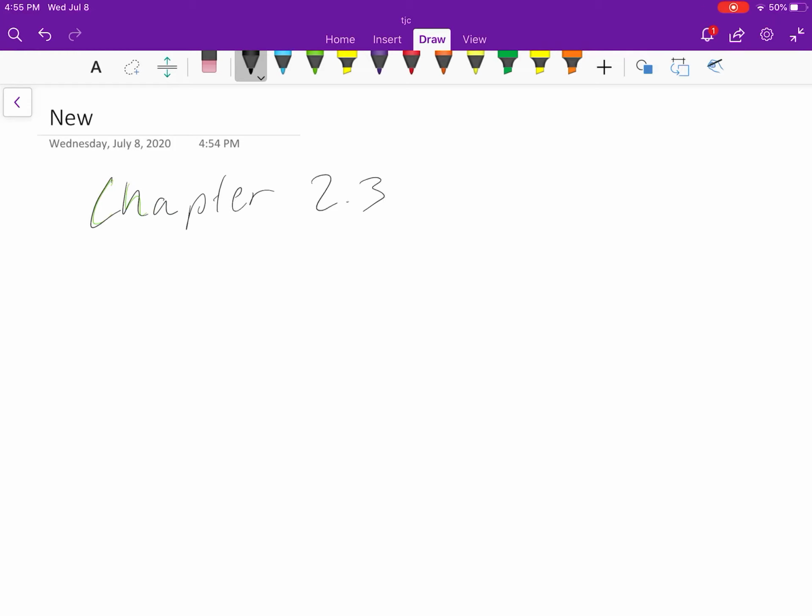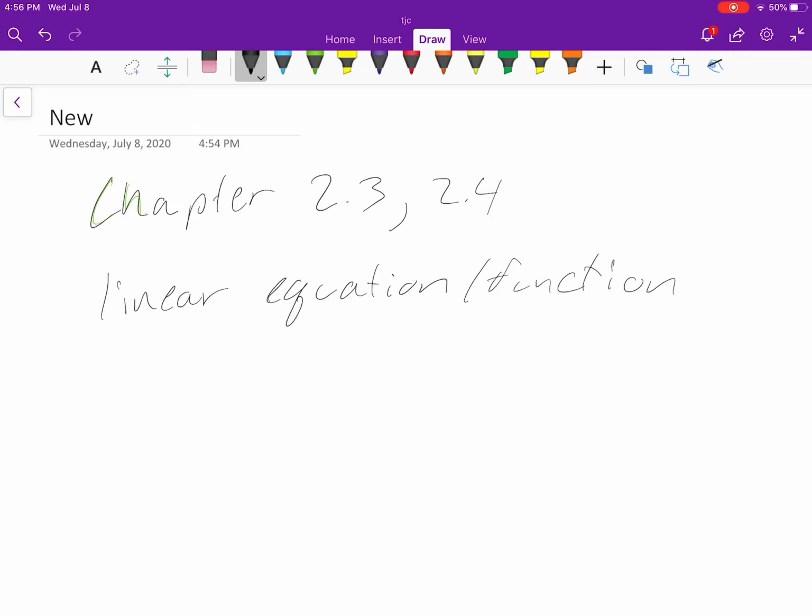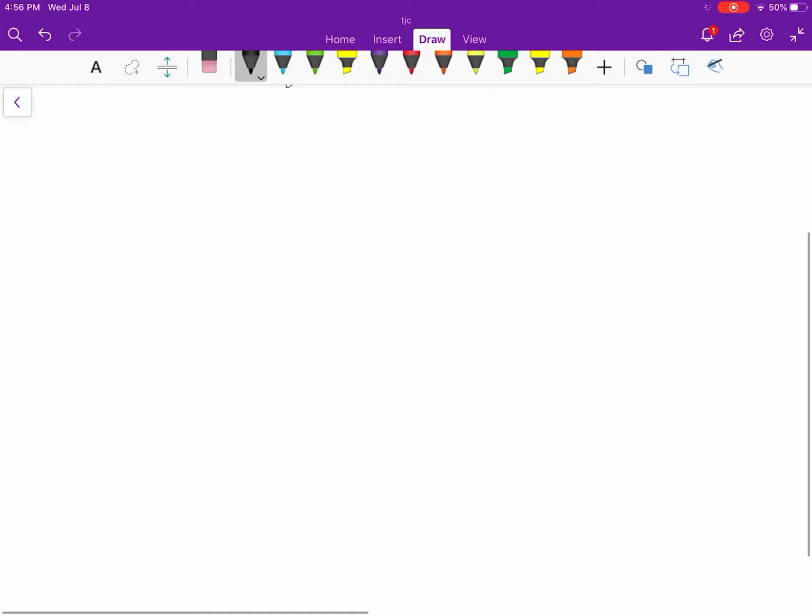We'll be covering chapter 2.3 today and chapter 2.4 later. But for now, 2.3, and it is on how to graph functions and looking at slopes and various different equations. So for now, we're just going to be focusing on linear equations and functions, and we're going to be talking about what these look like, how to find them, and how to graph them. Okay? So first, let's talk about linear functions.